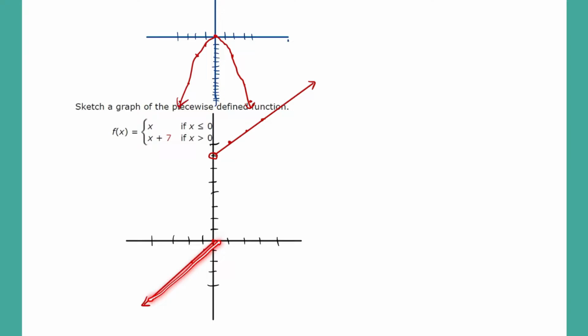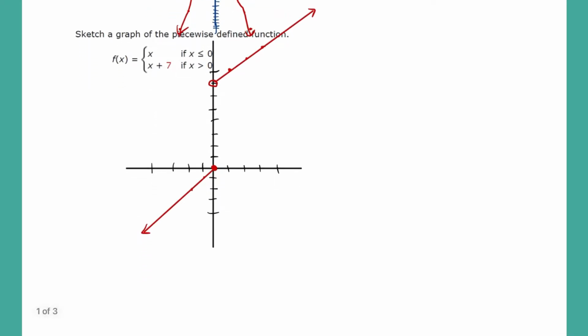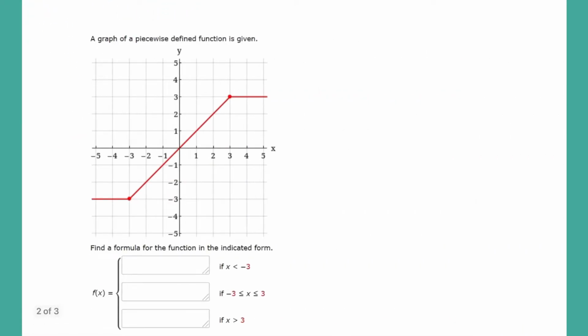So here's your piecewise function. They're both linear functions. This one has a y-intercept of 0. This one has a y-intercept of 7. However, it's not defined at 0 because it's just greater than. It doesn't have the equal sign, so you have to put an open circle. For this one, it is defined, so I would put a closed circle there. And that's how you graph that piecewise function.